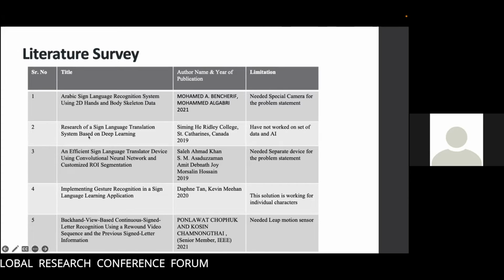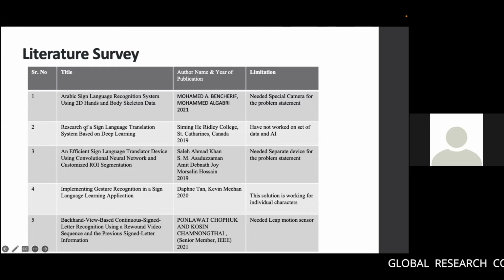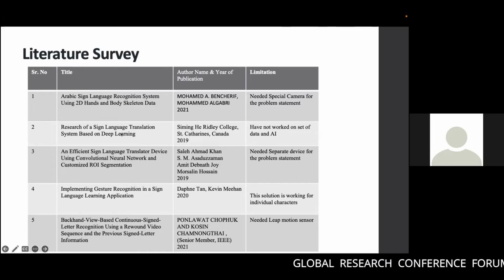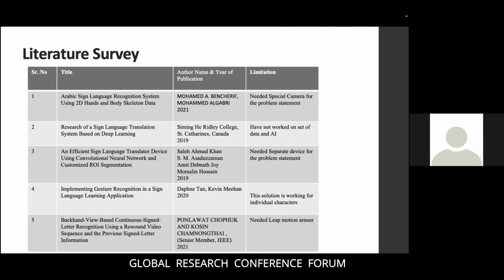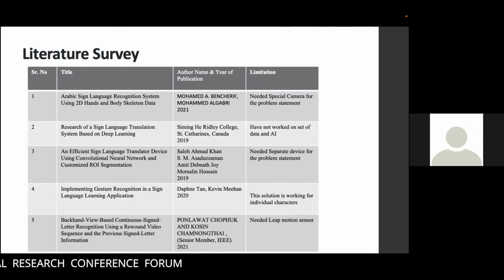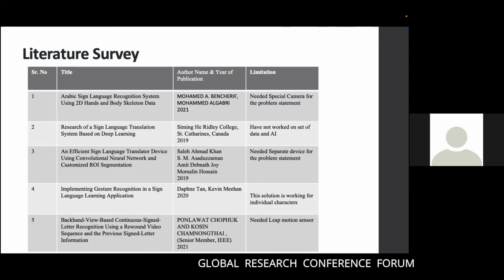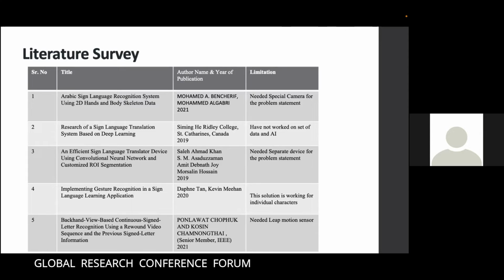The next one that I have referred to is Research of Sign Language Translation System Based on Deep Learning, done in 2019. This is a paper where they researched on the existing data that they have, but they haven't worked on the data sets and the AI.